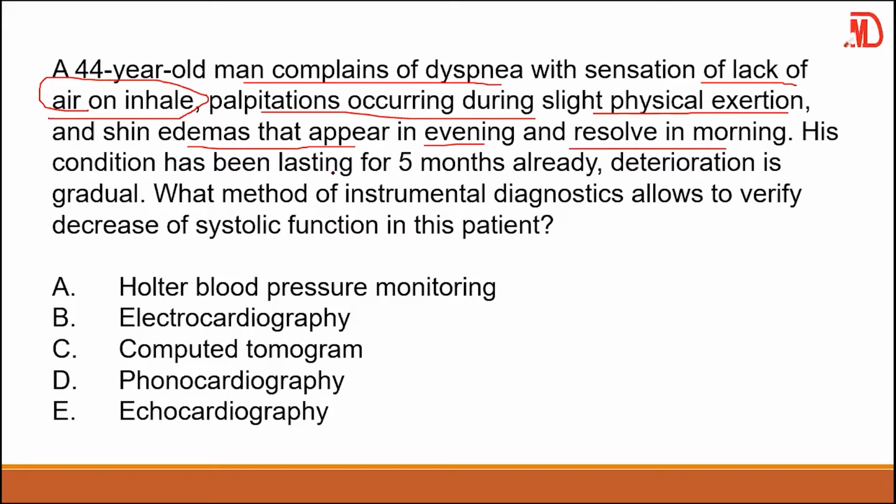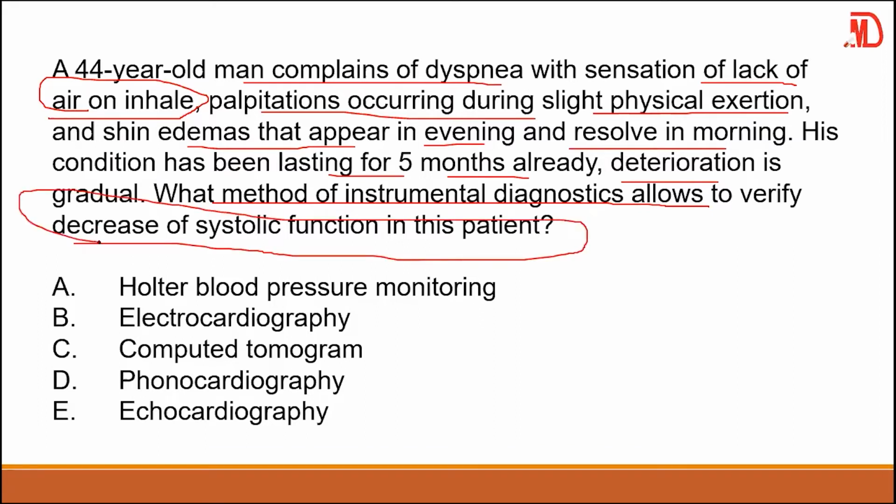His condition has been lasting for 5 months. Deterioration is gradual. What method of instrumental diagnosis allows to verify, they even told you what to do, to verify decrease of systolic function. So don't go and say I want to do ECG. No. ECG deals with electrical activity. But systolic function, it talks about the valve. So you're thinking about what? Echo. So here, your answer is echocardiography, as simple as ABCD.